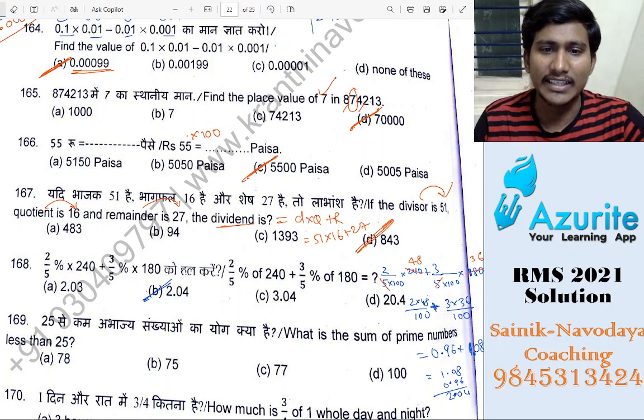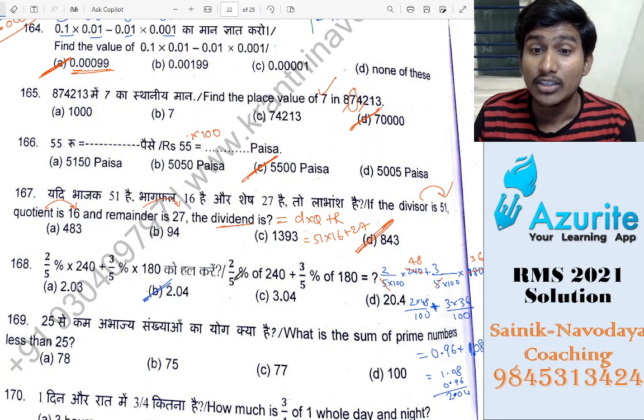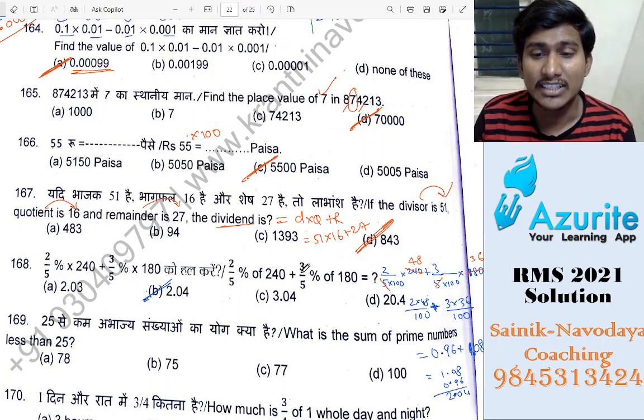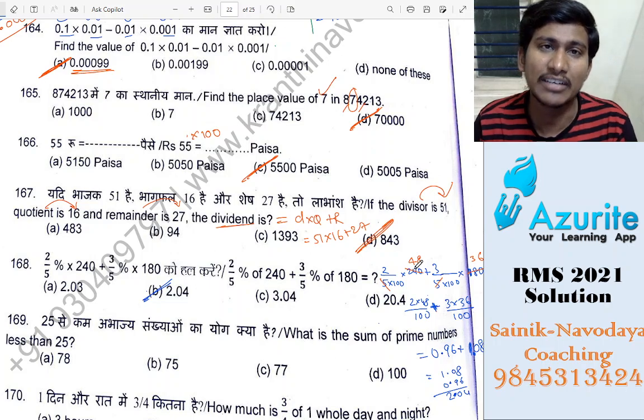Again, listen here. So here the given number is what? That is 2 by 5% of 240 and 3 by 5% of 180. So 2 by 5% means we have to divide by 100, right? So 2 by 5 we have to multiply with 240 and divide by 100. Now you cancel 240 and 5. So 5 how many is 240? 5 8s are 40, so 48.